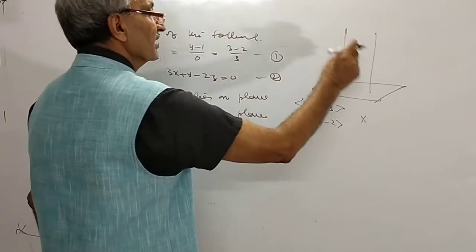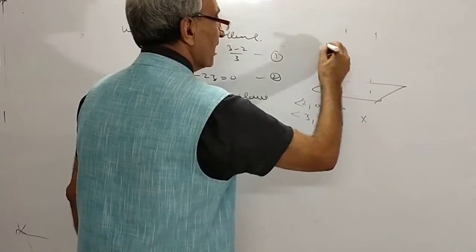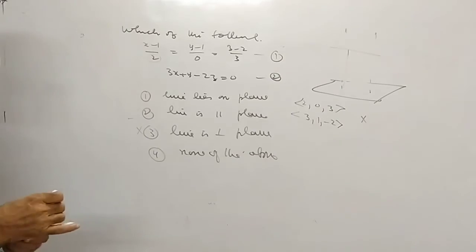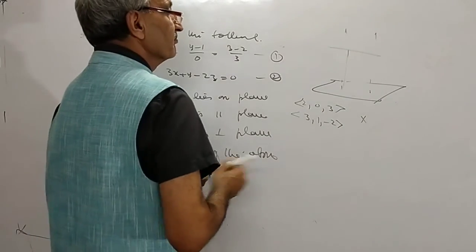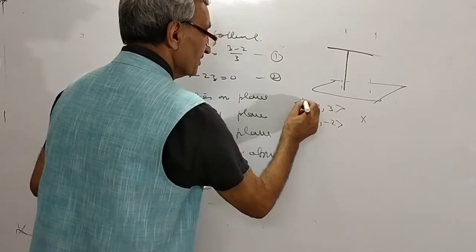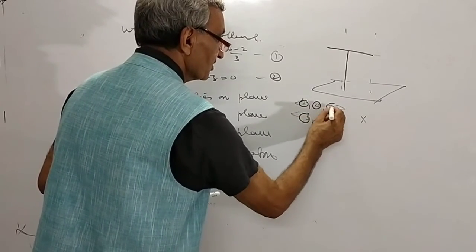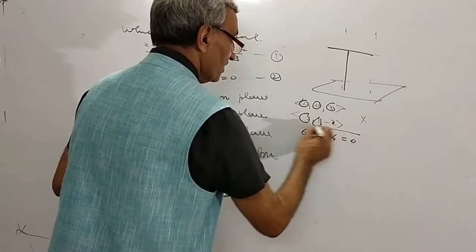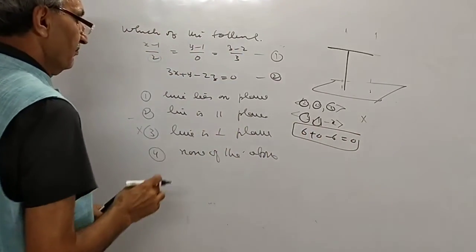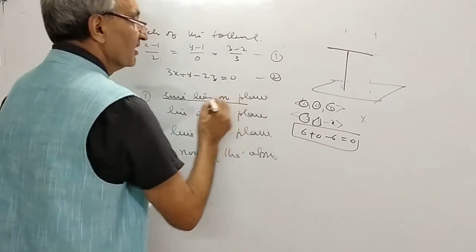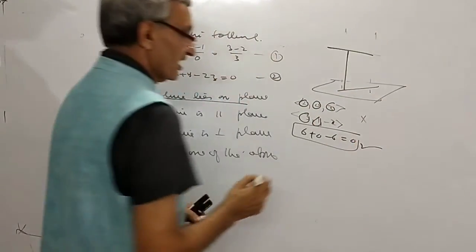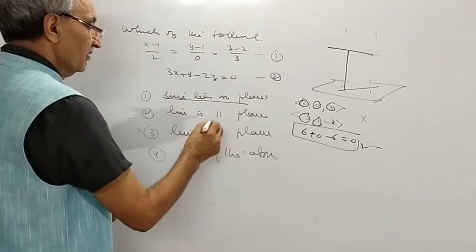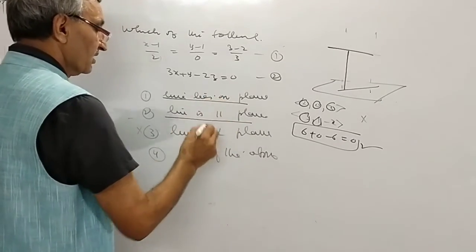If the line is parallel to the plane, then the normal to it must be perpendicular. It means this into this plus this into this plus this into this must be equal to 0. This is 6 plus 0 minus 6 is equal to 0. Okay, done. It may be so, but he says it lies on the plane. When it lies on the plane, this condition is also satisfied. When perpendicular to the plane, when parallel to the plane, and this one condition is satisfied.